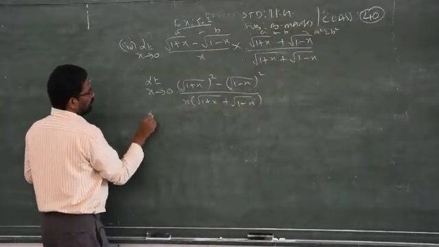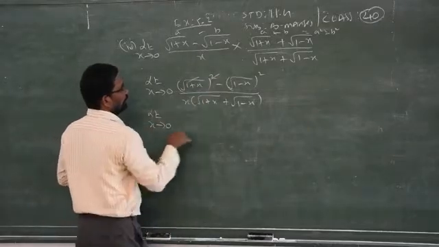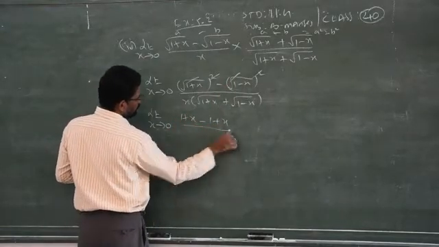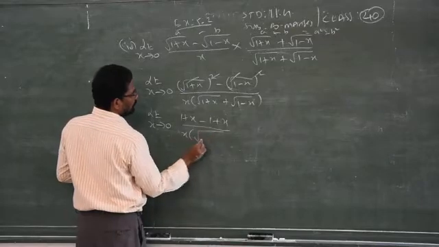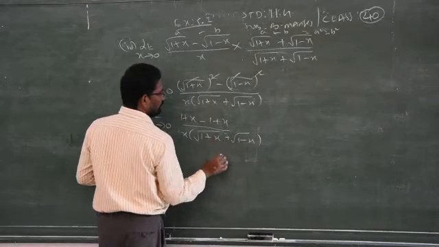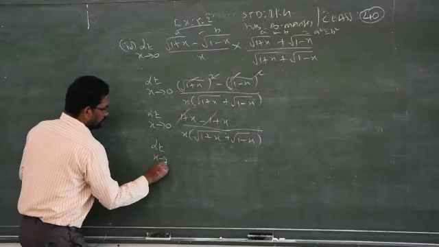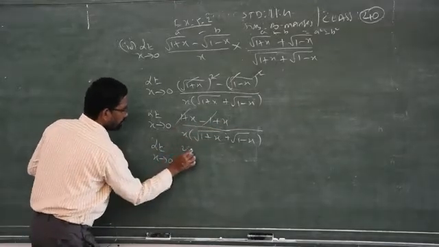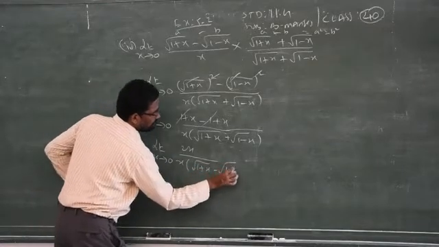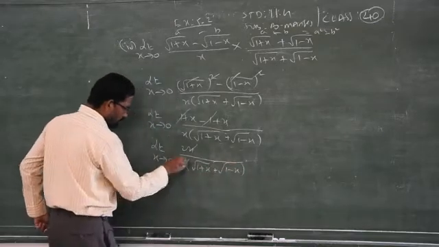So limit x goes to 0, try to simplify more. The square and square root get cancelled. So (1 plus x) minus (1 minus x) by x into (square root of 1 plus x plus square root of 1 minus x). Clear? So these get eliminated, and I get limit x goes to 0, 1 plus 1, that is 2x, by x into (square root of 1 plus x plus square root of 1 minus x). Now this x gets cancelled.